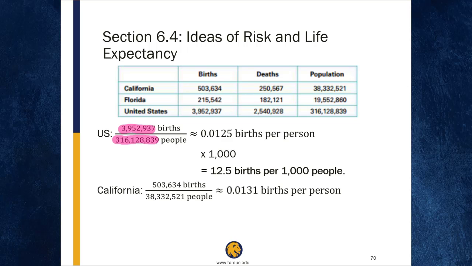Similarly for California, we take the number of births, which is over 500,000, divided by the total population of California, and that gives us a birth rate of 0.0131 births per person. To compare this with the same number for the United States, I'm going to multiply that by 1,000, and that changes it to 13.1 births per 1,000 people. Another comparison here: we can see the birth rate is a little higher in California than in the United States as a whole.